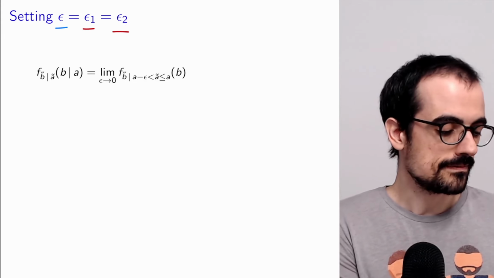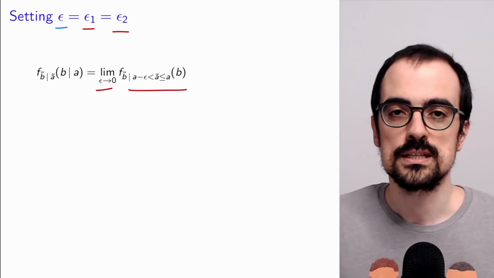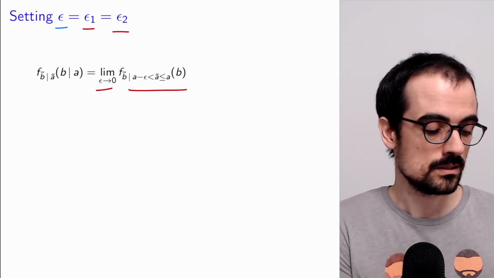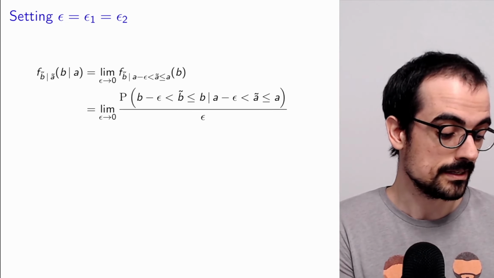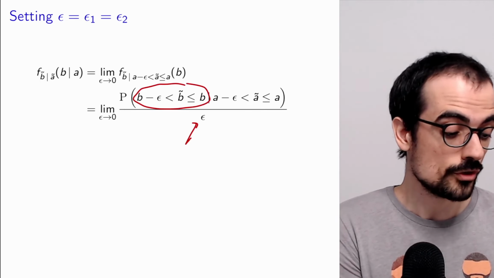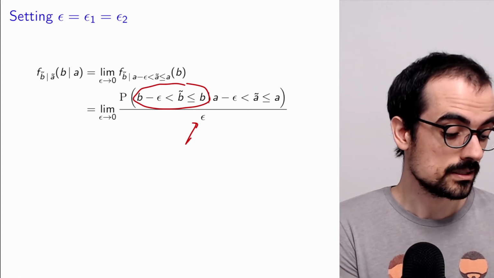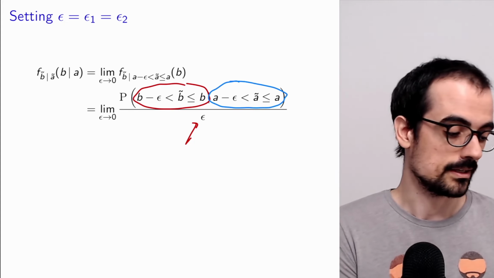All right, so now we have the limit when epsilon goes to 0 of this conditional density that we have just defined, where we have the conditional probability that B is in this small interval divided by the length of the interval, and we're conditioning on the event that A is within this small interval close to that value.